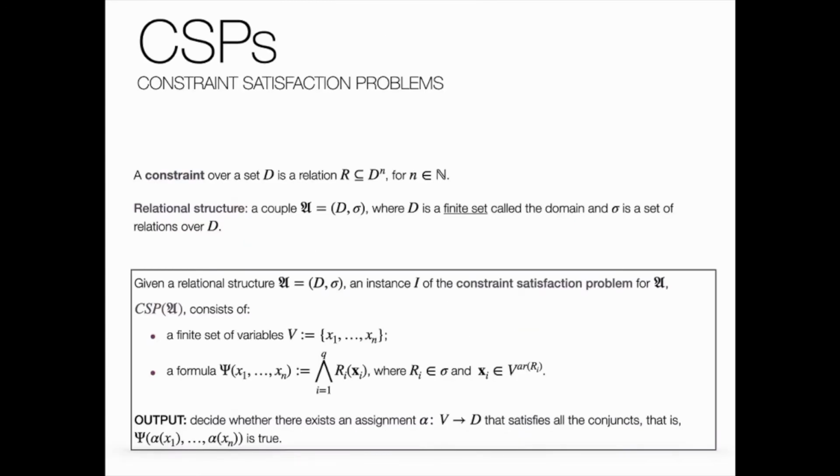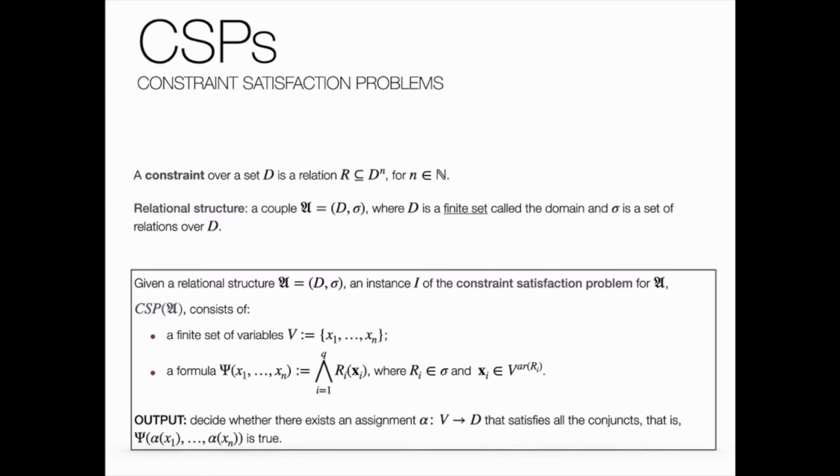A constraint over a set D is an n-ary relation R over D for some natural number n. A relational structure is a couple A = (D, Σ), where D is a finite set called the domain and Σ is a set of relations over D. Given a relational structure A = (D, Σ), an instance I of the constraint satisfaction problem for A, or CSP(A) for short, consists of a finite set V of variables x1 up to xn and a formula ψ, which is given as the conjunction of finitely many relations from Σ applied to some of the variables from V.